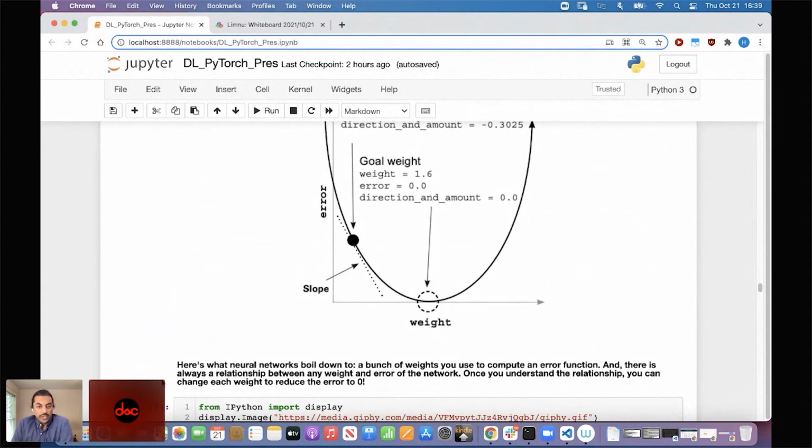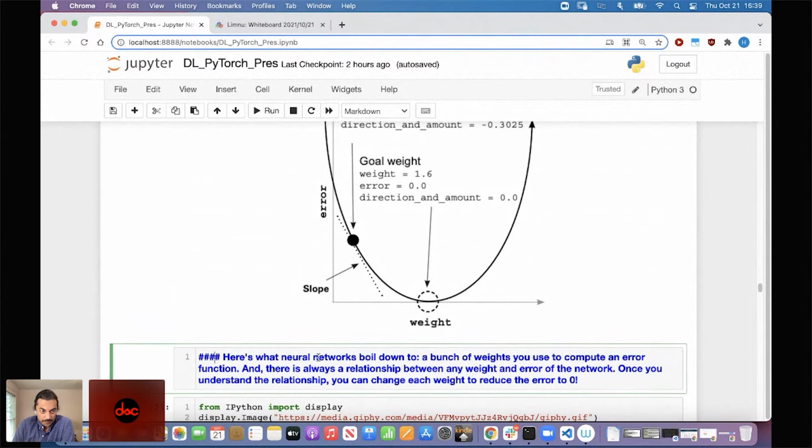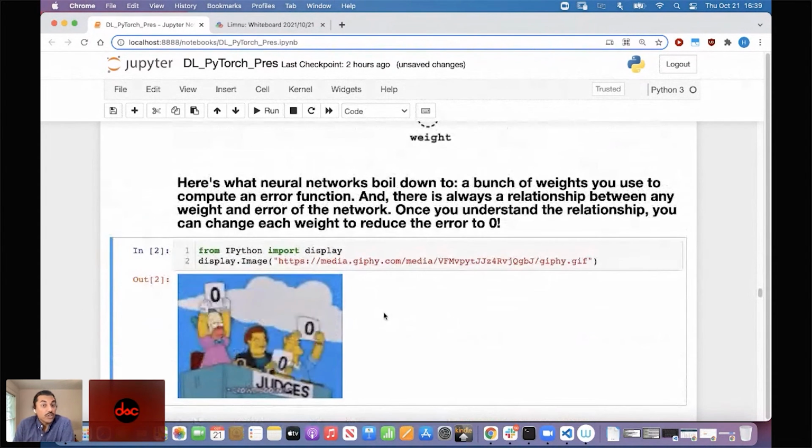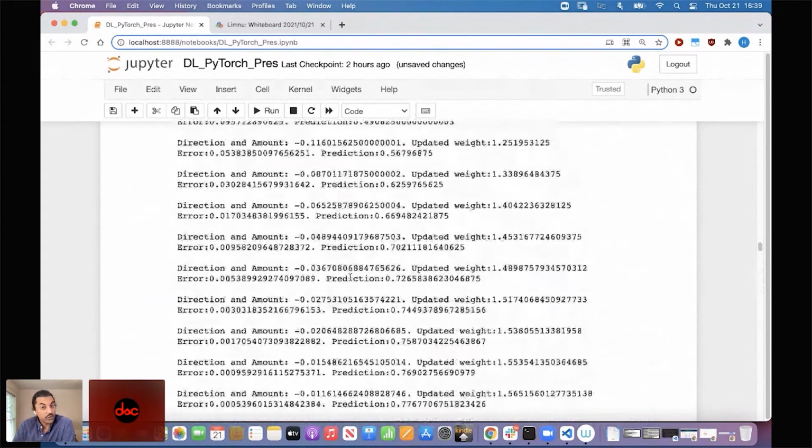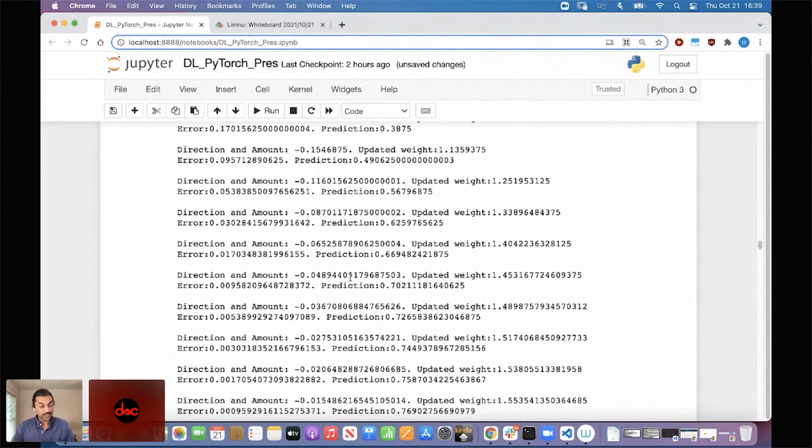Here's what neural networks boil down to: a bunch of weights you use to compute an error function. There is always a relationship between any weight and the error of the network. Once you understand the relationship, you can change each weight to reduce the error to 0. That is the whole goal of a neural network: reduce the error as much as we can to 0 through this iterative process. I know it's a very simple process, at least in terms of this model, but this is absolutely applicable to all the neural networks you'll see out there, all the complex ones.